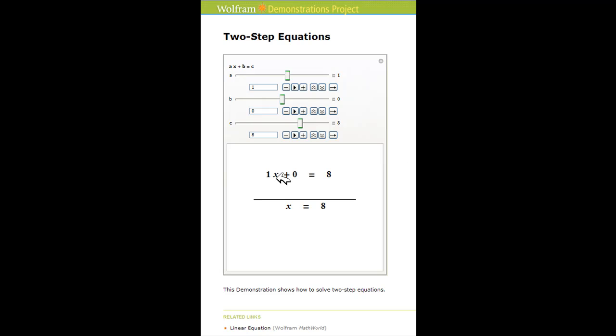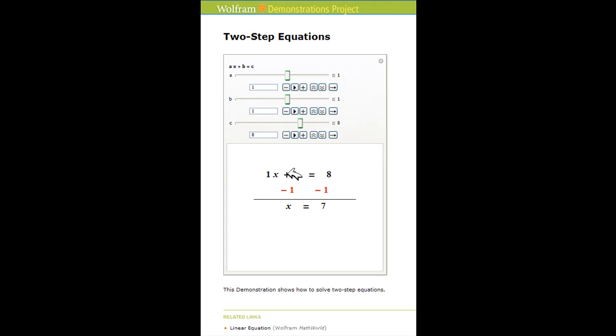Down here we have 1x plus 0 equals 8. So what number plus 0 equals 8? The answer is x equals 8. If I change b, I have the equation ax plus b equals c. I'm going to change b. So you see down below here I have 1x plus 1 equals 8.